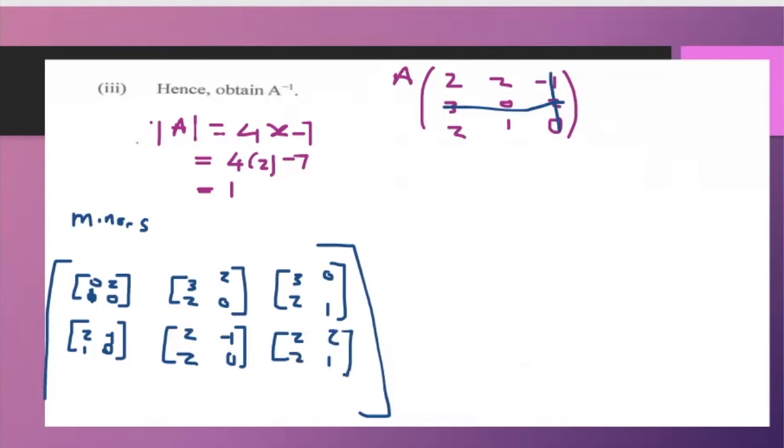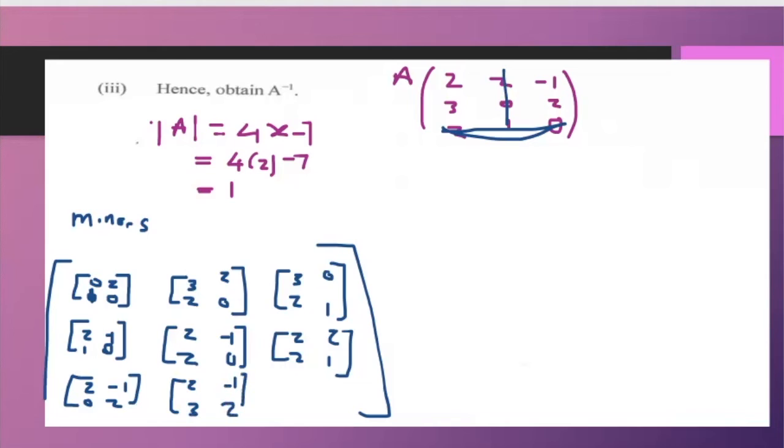Now, the next step is to remove the last row and start removing the next column. So removing the last row and the first column, I will have 2, 0, negative 1, 2. Still removing the last row, but now eliminating the second column, I will have 2, 3, negative 1, 2. Now, still removing the last row, but the last column, the next 2 by 2 matrix is 2, 3, 2, 0.